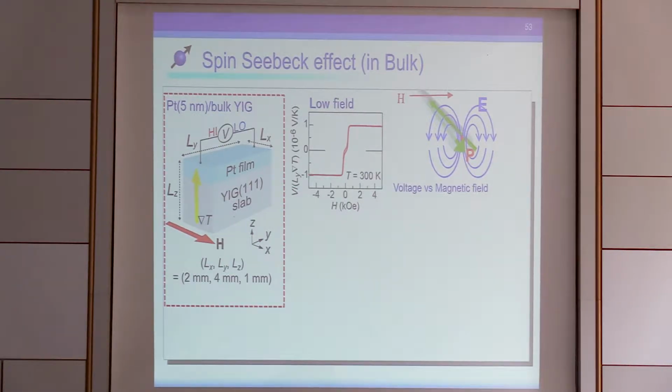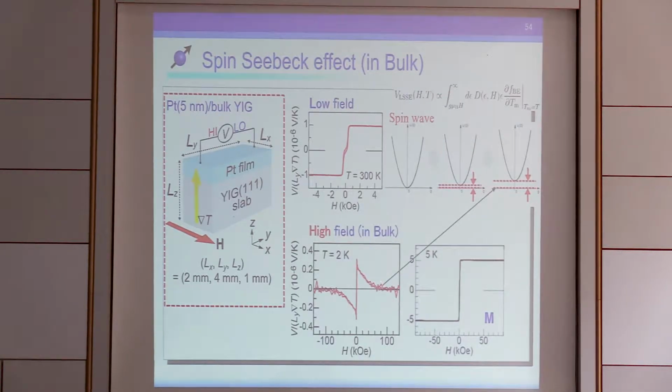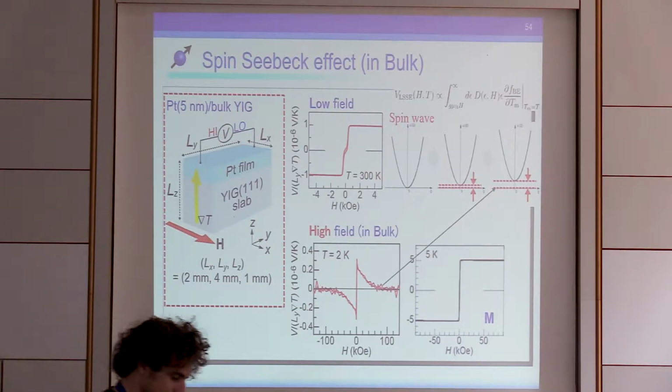And what if we applied a much stronger magnetic field? We found that the spin Seebeck effect is completely suppressed like this at low temperature. By applying 40 Tesla, the spin Seebeck effect is completely suppressed in spite of the saturation of magnetization. So this shows again that the spin Seebeck effect is due to the thermal fluctuation of magnetization.